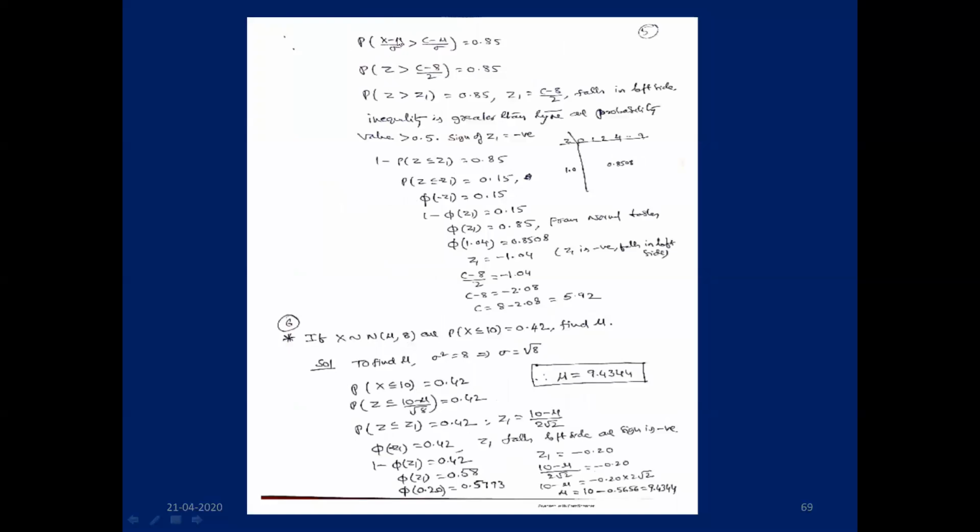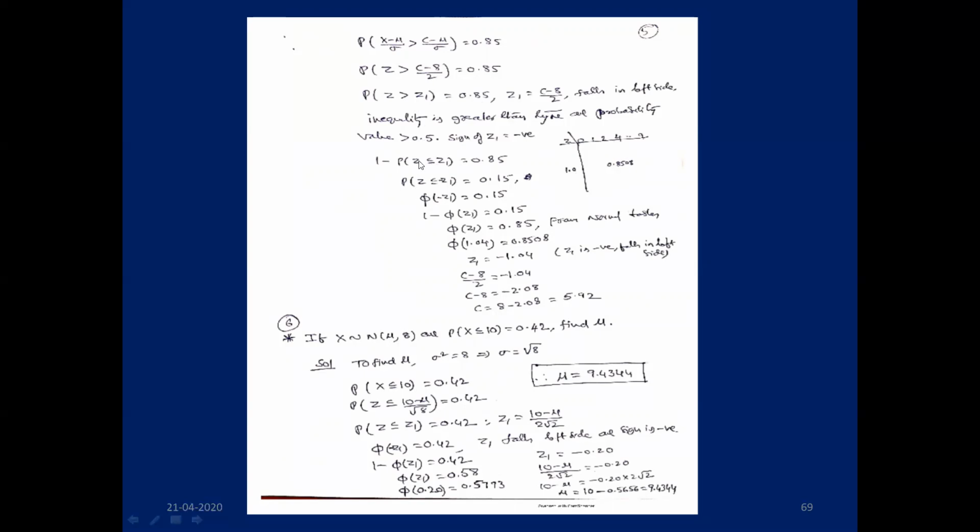Here the probability of x should be converted into z: probability of (x minus mu) by sigma greater than (c minus mu) by sigma is 0.85. With mu equal to 8 and sigma equal to 2, probability of z greater than z1 is equal to 0.85. Let Z1 be (c minus 8) by 2. Z1 falls on the left side because the inequality is of greater than type and the probability value is greater than 0.5, so the sign of Z1 is negative. Now 0.8508 is very close to 0.85, and the corresponding Z value is 1.0 plus 0.04.